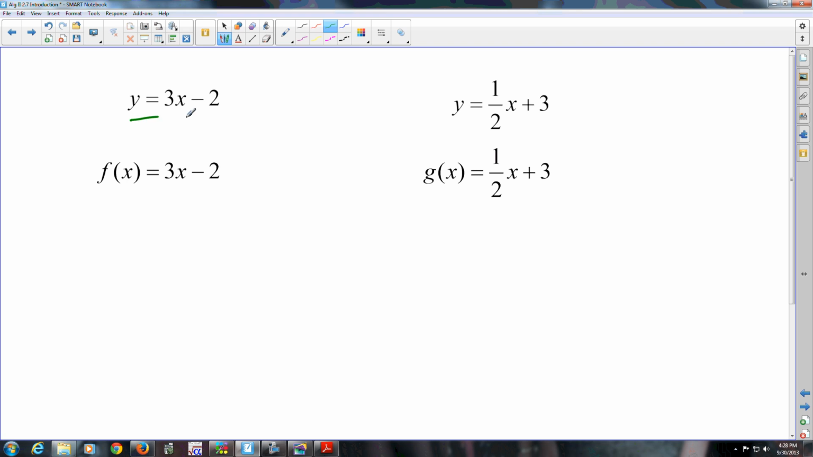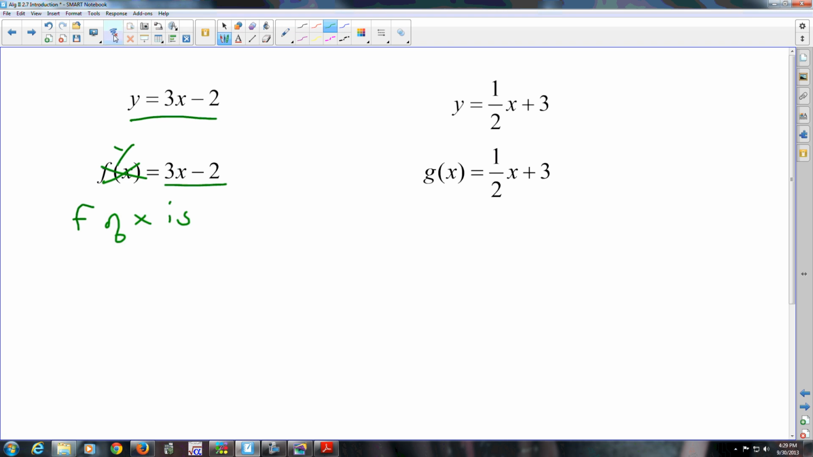Are you comfortable using y is equal to 3x minus 2? Well, the new way of talking about it, or I hate to say new, but a different way of talking about it, is f of x is 3x minus 2. And it's pronounced f of x, because that's what the equal sign is. f of x is 3x minus 2. If this f of x bothers you, you can just think of it as your y equals. It really doesn't act any different.